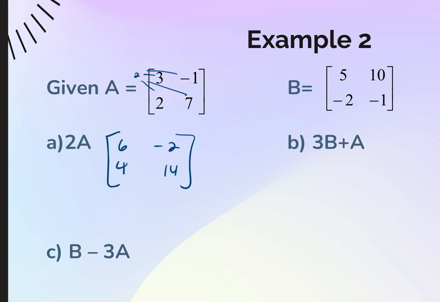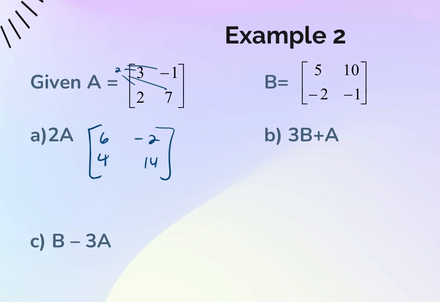Then you go to B, 3B plus A. So before you do the scalar part, make sure you can do the addition part. Otherwise, you're going to waste your time doing the scalar and then not be able to do the second part. So because B and A are both 2 by 2s, this can be done.